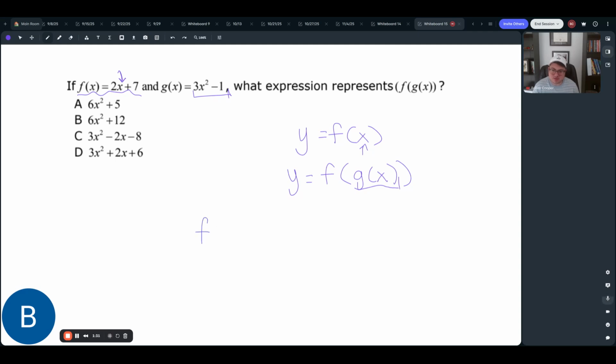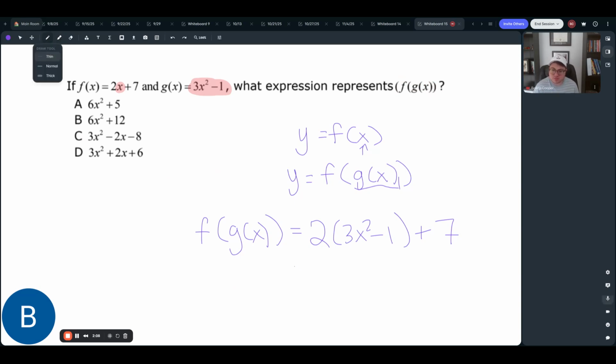So effectively what that's going to look like is f of g of x is going to be, the 2 is going to stay, we're not doing anything to that, but instead of our input being x, our input's going to be 3x squared minus 1. And then our plus 7 is also going to stay on the end there because we're not doing anything to it. So you can see all that we did here was we replaced this x with our g of x expression. And that's what this format means. That's all that we're doing here, f of g of x instead of f of x.